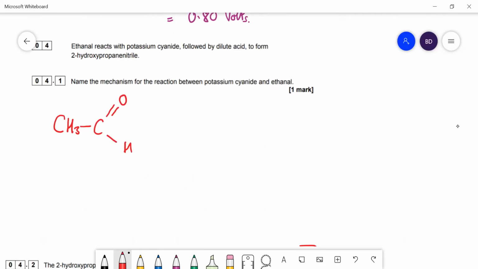And the potassium cyanide, well, the species which reacts is the cyanide ion, which is a nucleophile, and it's going to be attracted towards that. That's the first step in the mechanism. It doesn't ask you this, but that pair of electrons is going to go there, and this pi bond is going to break. So we're breaking a double bond, it's addition, and it is nucleophilic addition.